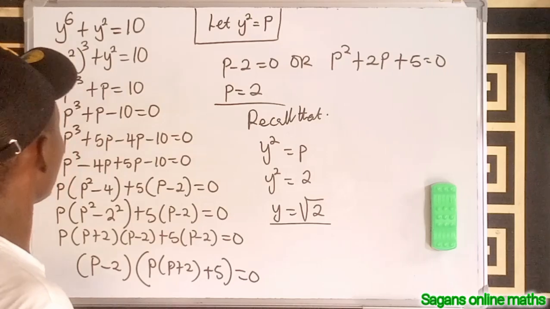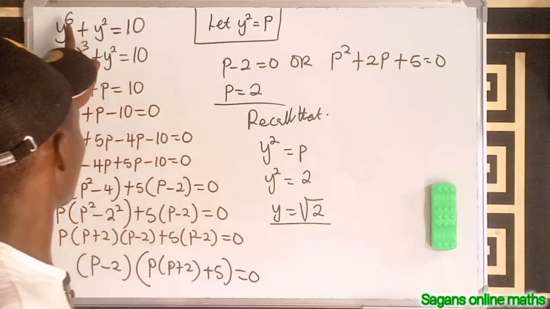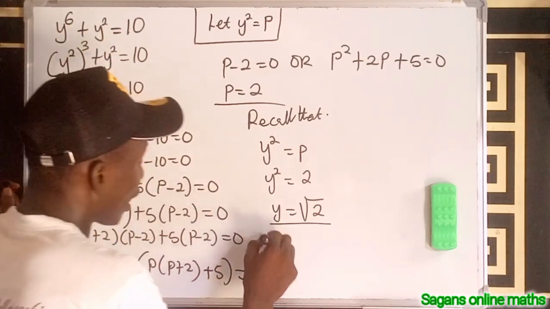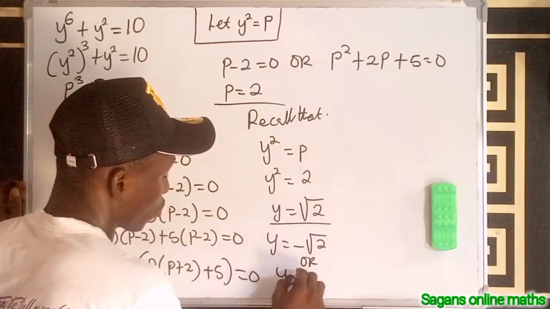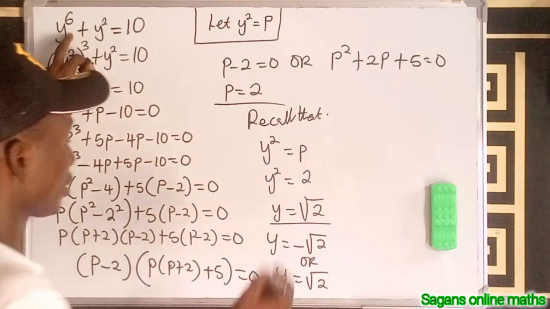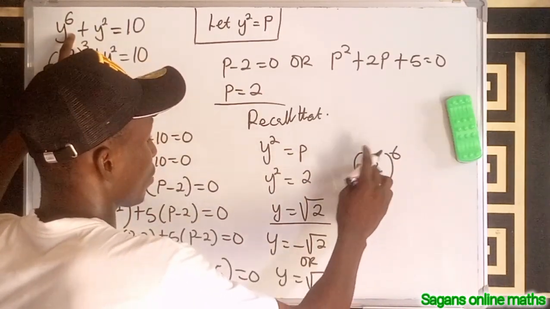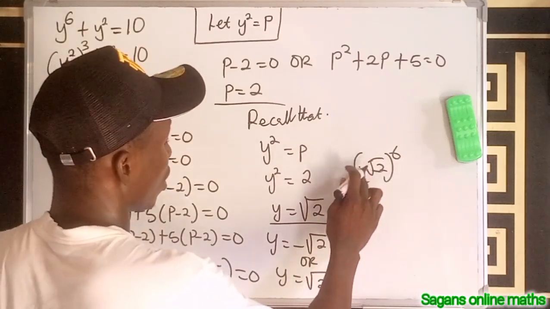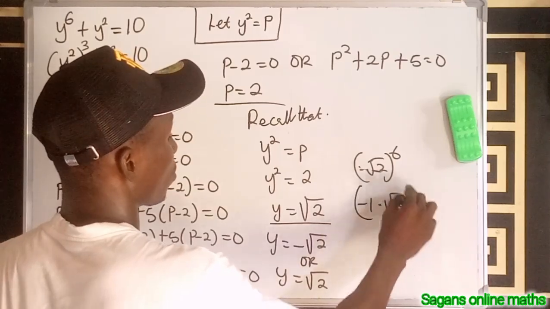But I'm concerned here. Do you know why I'm concerned? I'm concerned because here is an even number. So I can say that y is equal to minus root 2, or y is equal to root 2, because minus root 2 also satisfies this. Let me see what is going to happen here. Let me see minus root 2 to the power of 6. So I want to have this as minus 1 multiplied by root 2, it's the same thing, all to the power of 6.